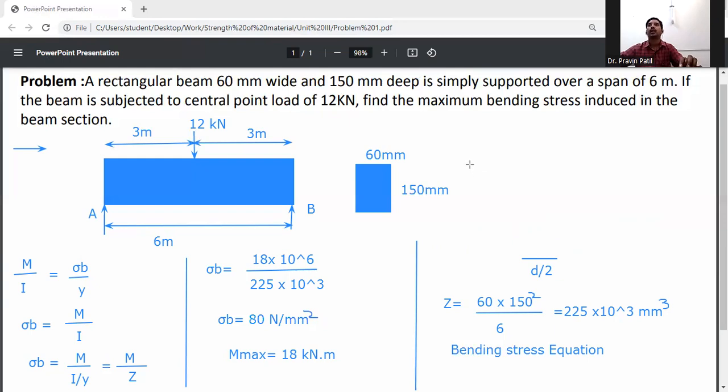First of all, draw this reference line. The bending stress will be zero at the neutral axis, and at the top fiber and bottom fiber it will be maximum, that is 80 newton per mm square. Here it is 80 and here it is 80 newton per mm square. This line is the neutral axis of this beam.